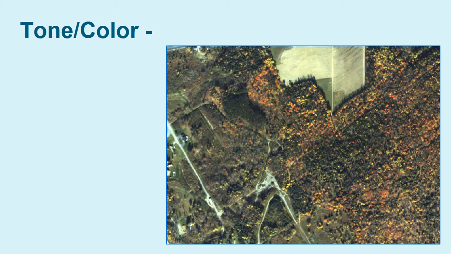Tone and color are also important, and here at the top we can see the bright tones and color of a plowed potato field. So the potatoes have been harvested. This is a fall image, so that field has been left fallow. And on the west side of that field we can see some red maples showing the red color. We can see some aspen and birch showing the yellow color.